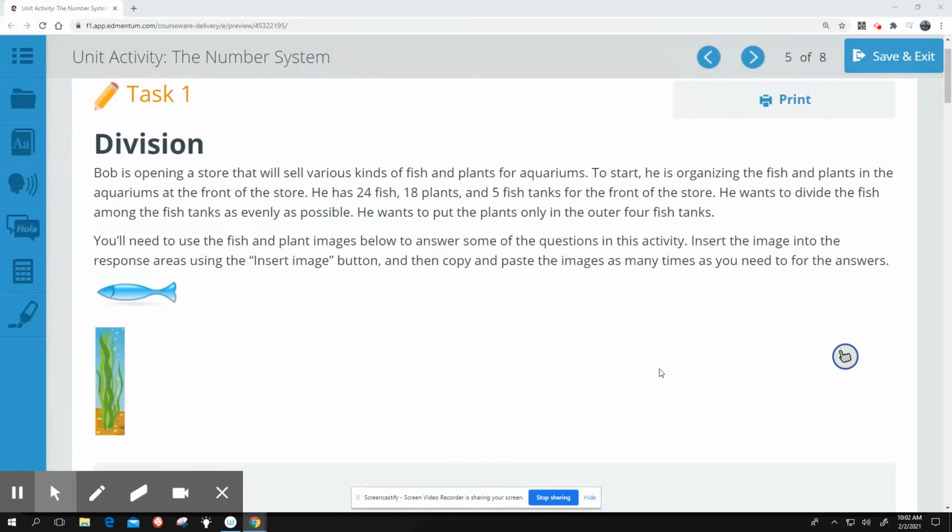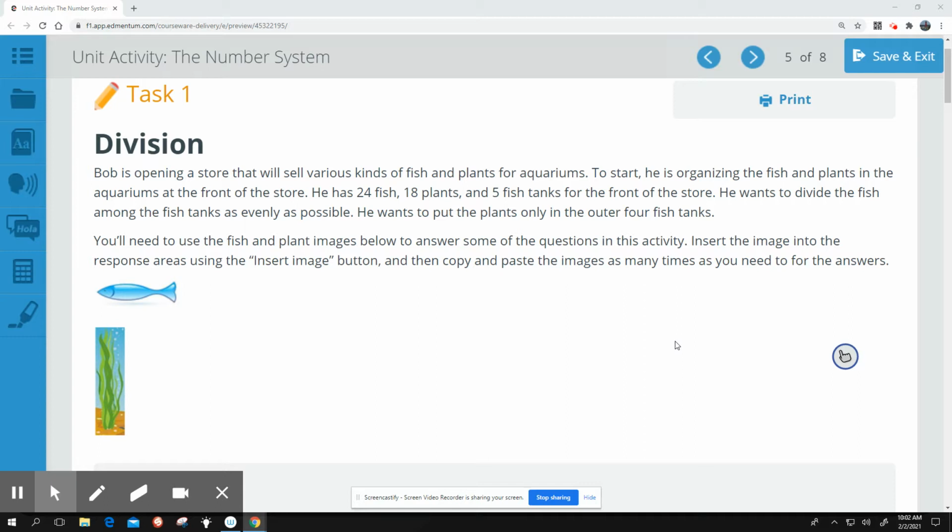Okay, so the first thing it says is Bob is opening a store that will sell various kinds of fish and plants for aquariums. To start, he's organizing the fish and plants in the aquariums at the front of the store. He has 24 fish, 18 plants, and 5 fish tanks for the front of the store. He wants to divide the fish among the fish tanks as evenly as possible. He wants to put the plants only in the outer 4 fish tanks.